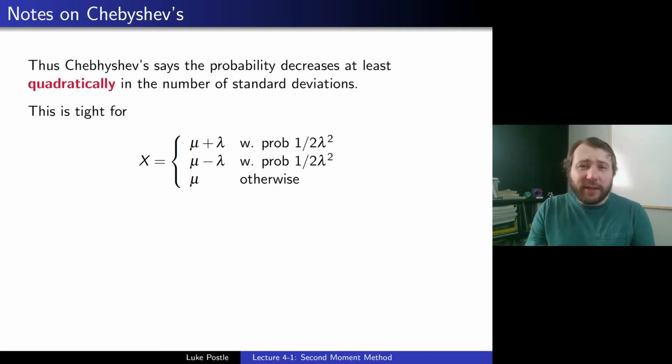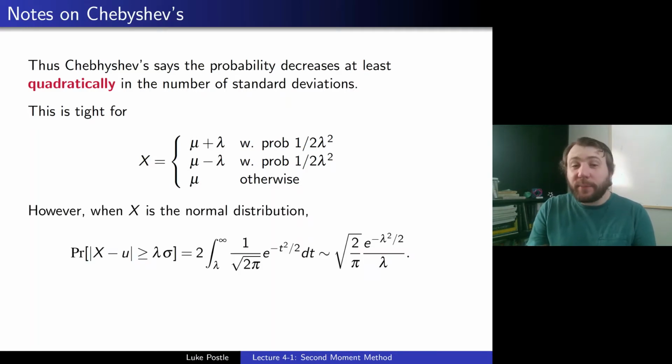However, generally, sometimes we can do better. So for example, for the normal distribution, this probability is actually 2 times the integral from lambda to infinity of the normal density, 1 over root 2 pi e to the minus t squared over 2 dt, which you can work out to be approximately root 2 over pi times e to the minus lambda squared over 2, divided by lambda. That is, it's exponentially decreasing in lambda.